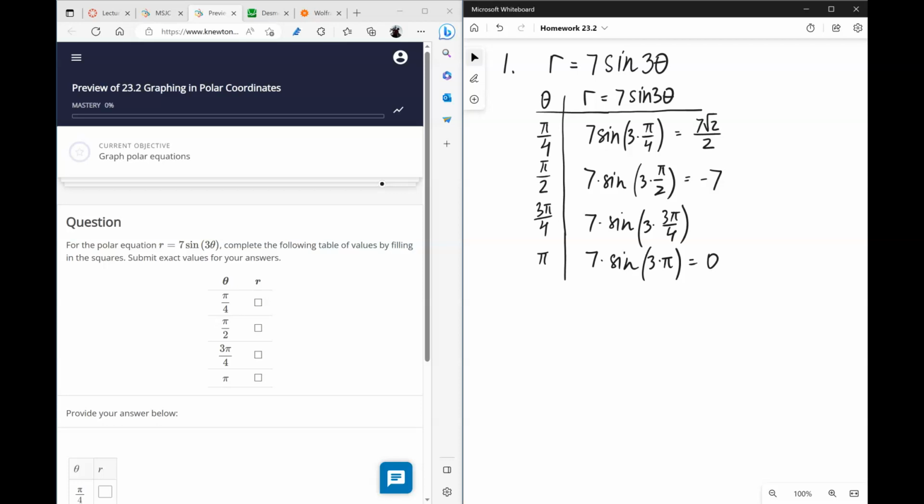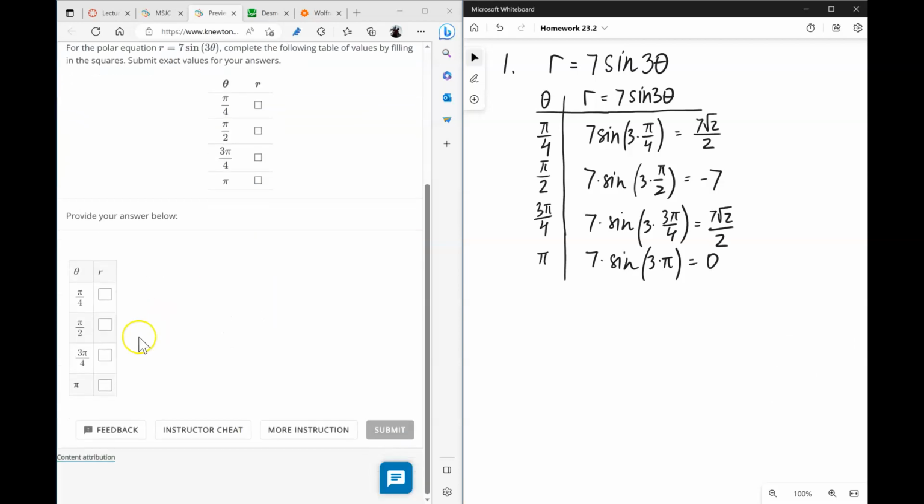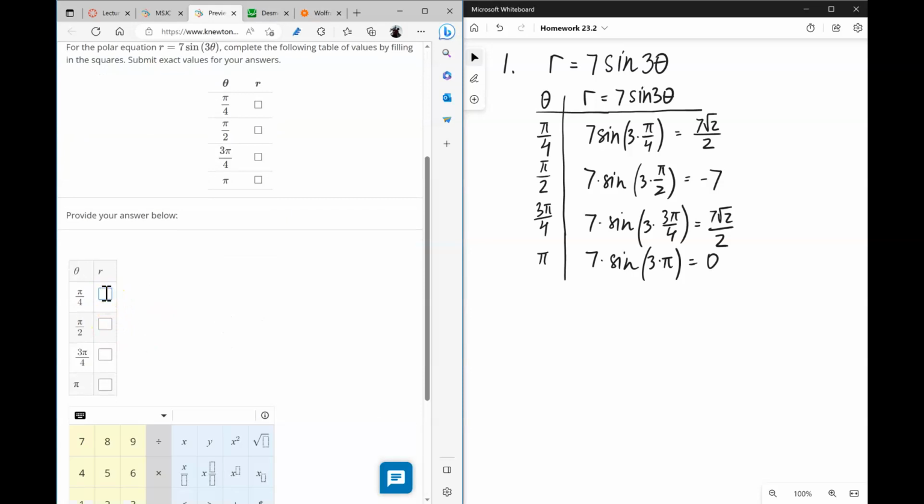And finally, sine of 9 pi over 4, it's 8 pi over 4 plus pi over 4, so again, this is just going to be root 2 over 2. So these will be the values. I'm just going to copy that over here. This is -7, and this is 0.